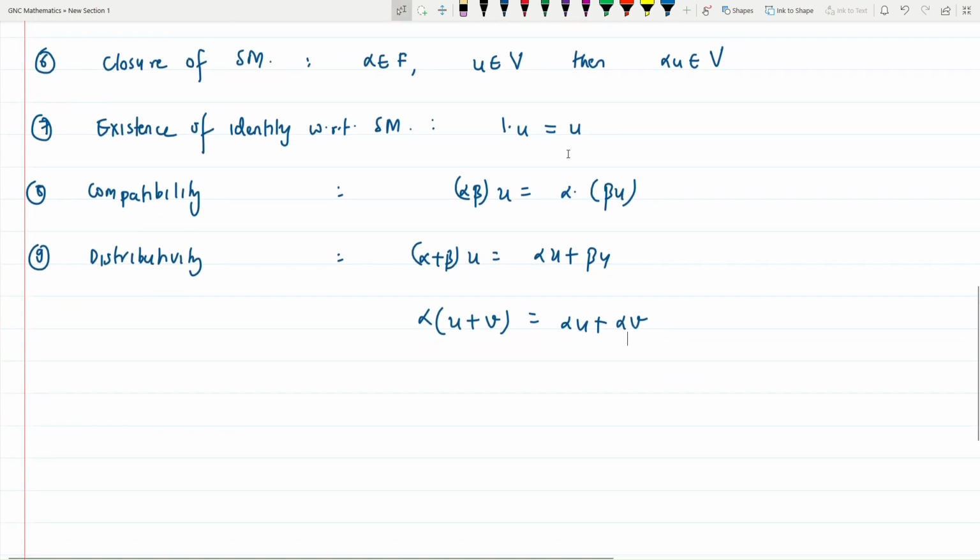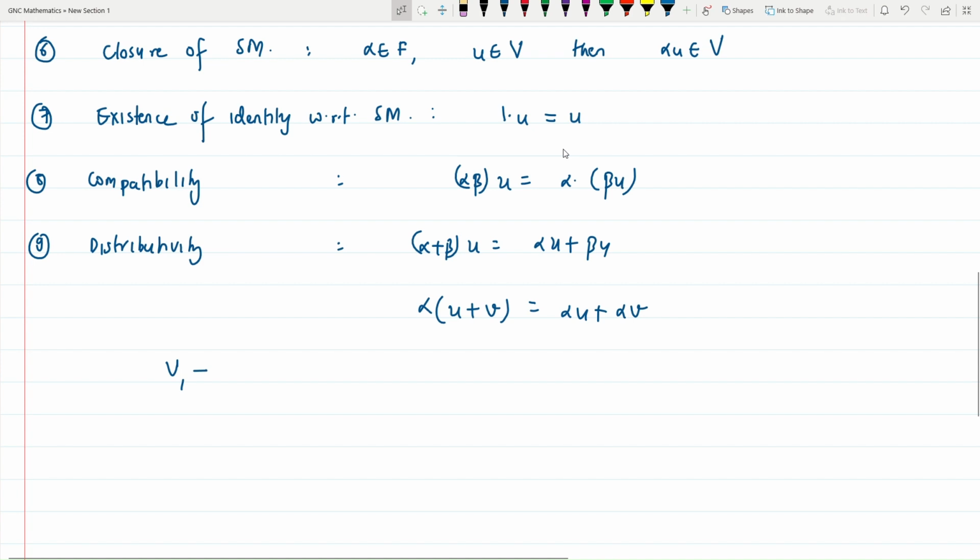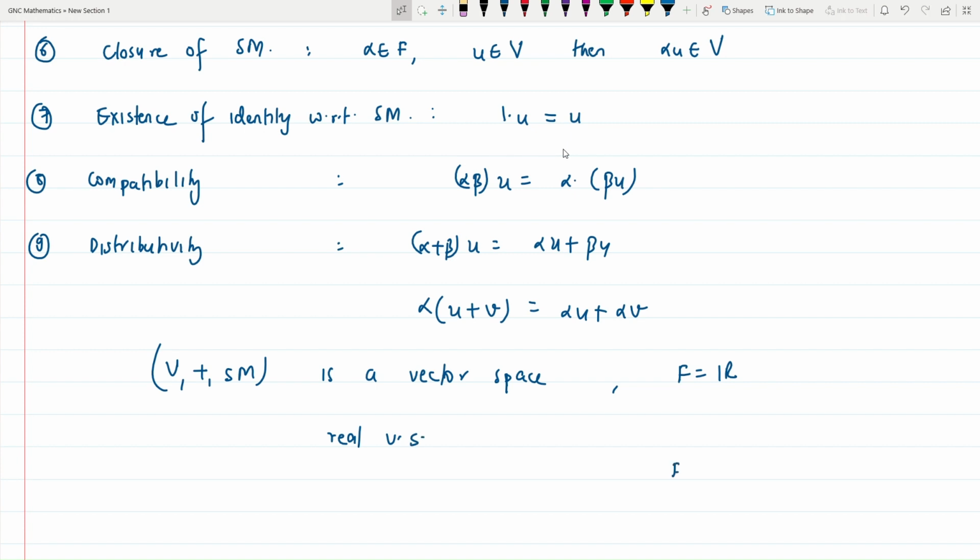If any set V satisfies these 9 conditions with respect to addition as well as scalar multiplication, then we say that V forms a vector space. And as for the choice of scalar, if F is taken to be real, then we say that V is a real vector space. If F is taken as complex, then we say that the vector space is a complex vector space.